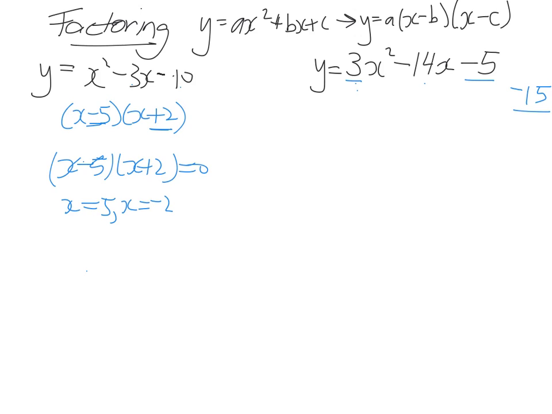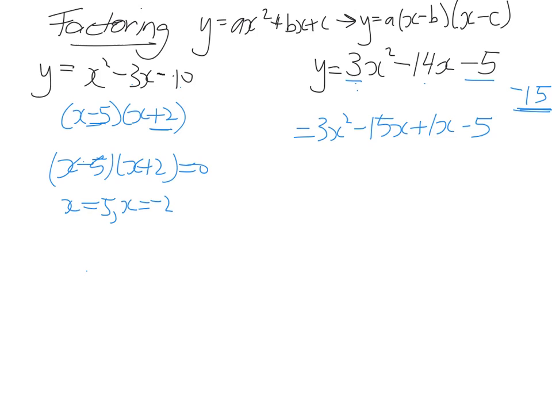So what we do there, try to think of different factors that may be the case, and we end up with negative 15 and positive 1. So what we do, we rewrite this as 3x squared, I'll write that a bit clearer, 3x squared minus 15x plus 1x minus 5. So that's how we structure that. We don't put it straight into brackets.